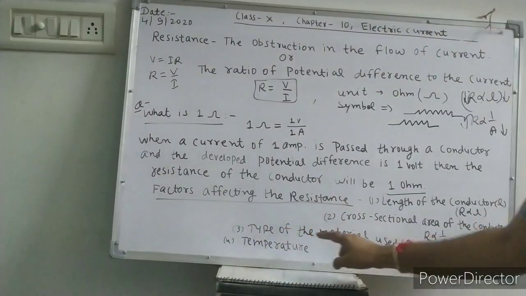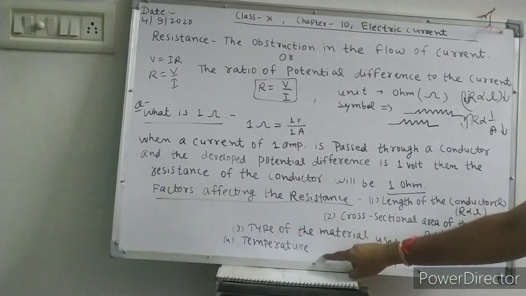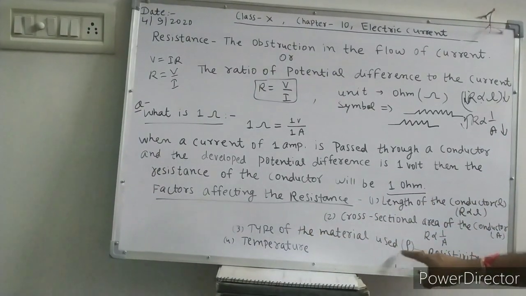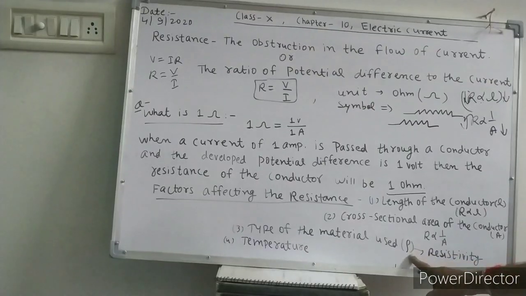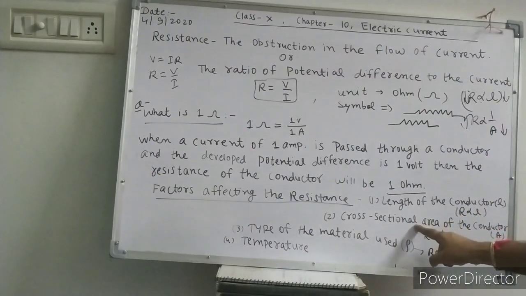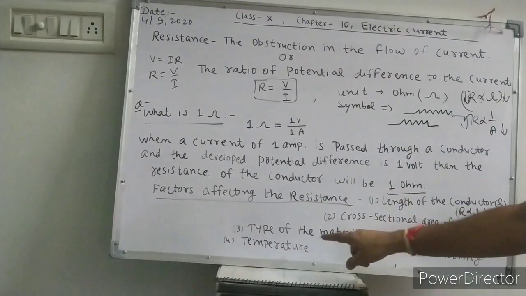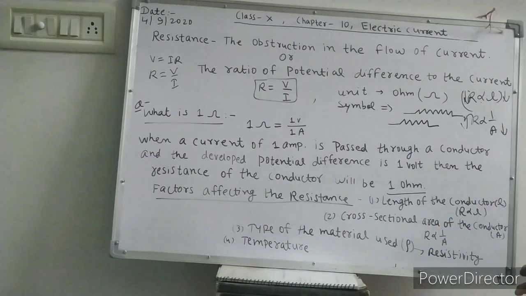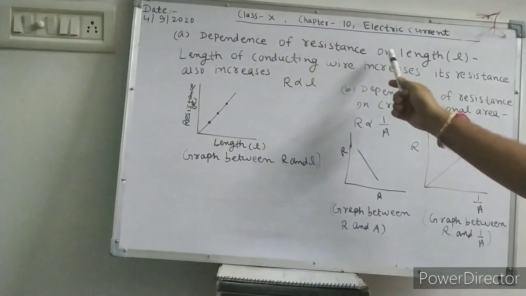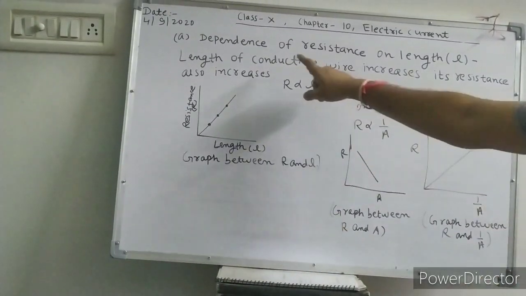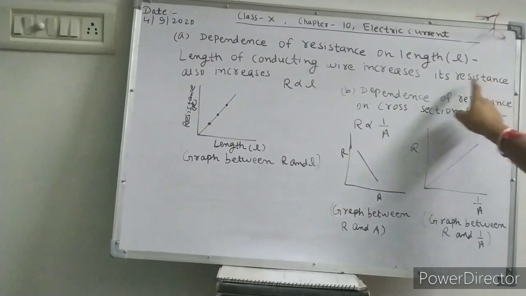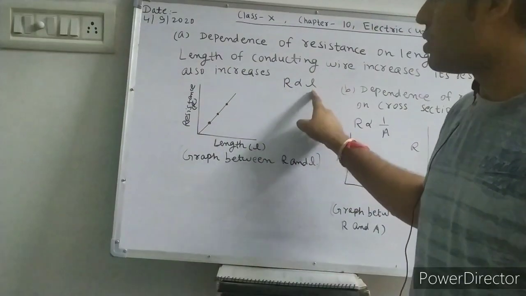Resistance also depends on the temperature and on the type of material used, which is called resistivity. In today's class we will see these 2 topics, and in the next class we will see temperature dependence and material dependence. So first, the dependence of resistance on length L. As the length of the conducting wire increases, its resistance also increases. R is proportional to L.